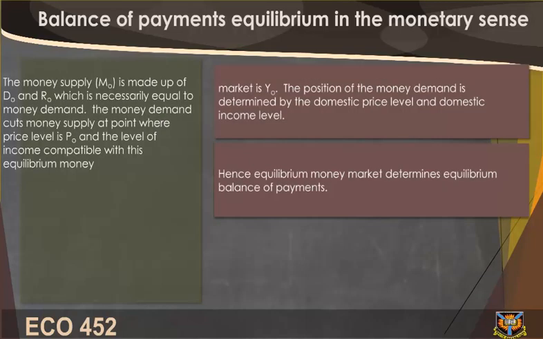The money supply M0 is made up of D0 and R0, which is necessarily equal to money demand. The money demand cuts money supply at the point where price level is P0 and the level of income compatible with this equilibrium money market is Y0. The position of the money demand is determined by the domestic price level and domestic income level. Hence, equilibrium money market determines equilibrium balance of payments.